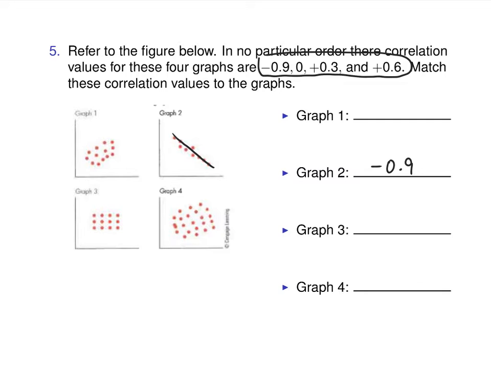Okay, now comparing graph 1 and graph 4. Both are positive correlation, right? They're kind of going up, but which one's tighter together? That means it's the higher correlation. So that's 0.6. And then this next one, graph 4, is a straight line, that's 0.